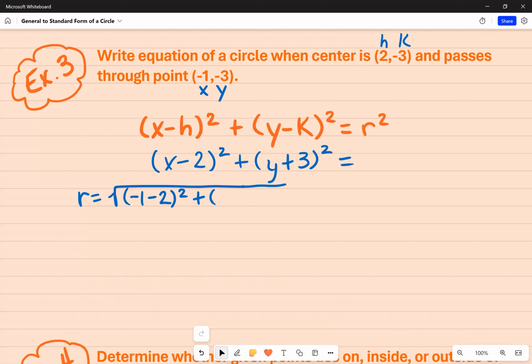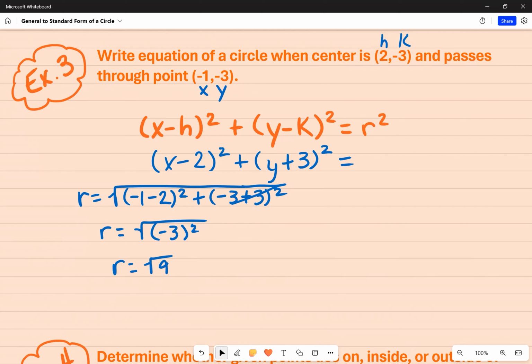And now I'm going to go back and take my y, which is -3, and subtract it from my k. It's negative, so it's going to turn into a +3, and I'm going to square that. Once I simplify this, r becomes the square root of, well, -1 plus -2 is -3. So this is going to be -3 squared. And then -3 plus 3 simply goes away, so that's just 0. If I continue to simplify, I have the square root of 9.